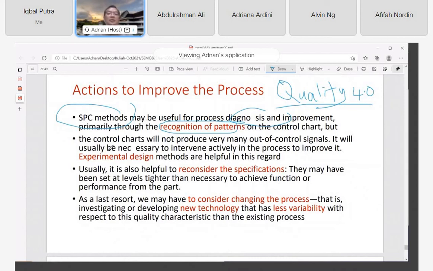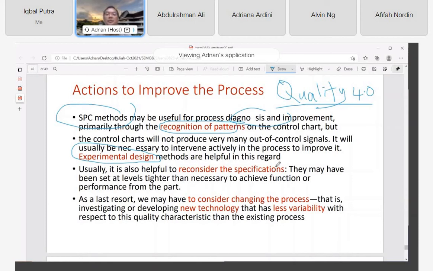A control chart will not produce very many out of control signals, but it is usually necessary to intervene in the activity or process to improve it using design of experiment. If you don't get enough information, you need to conduct a design of experiment to find actually where the real problem is.